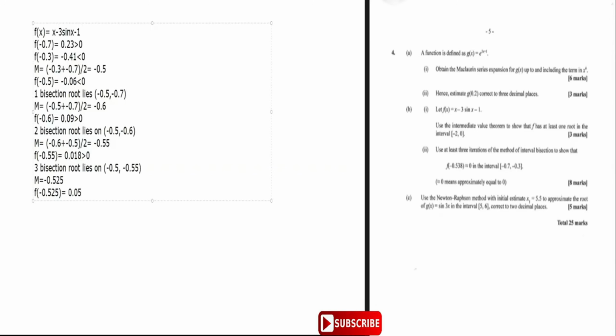And so, did I do that right? No, I didn't do that right. Let me check that again. 0.525, that minus 3 times the sine of that minus 1 is minus 0.021, which is less than 0. And so the root lies on minus 0.525, comma, minus 0.55. And so if you take the bisection of that, the midpoint would be minus 0.525 plus minus 0.55 divided by 2.